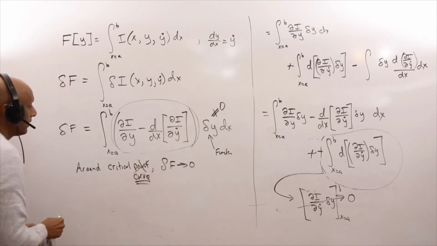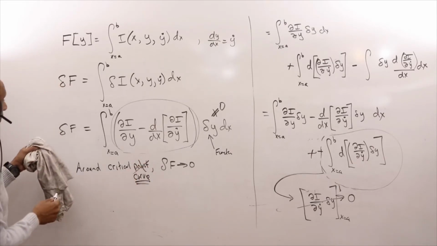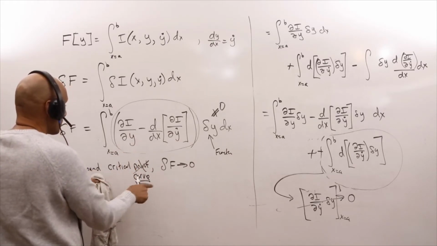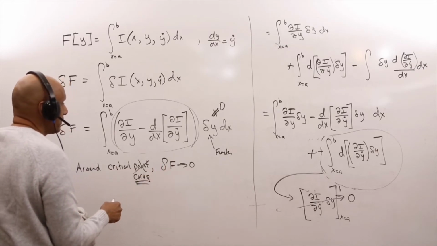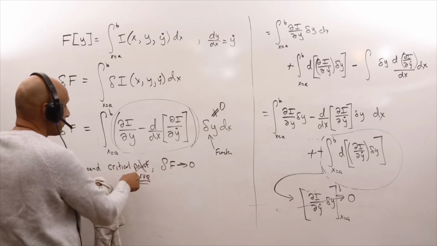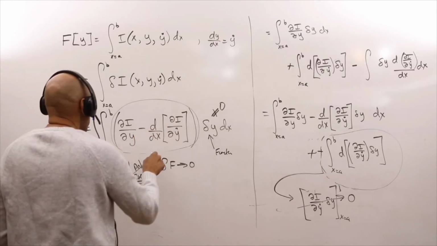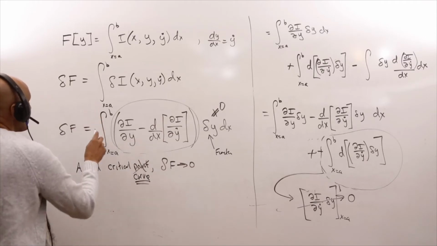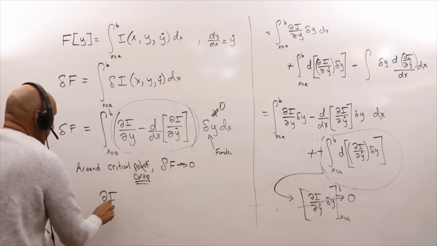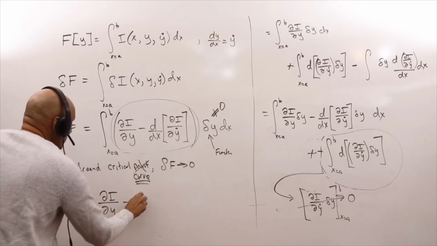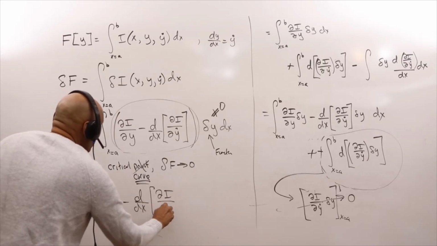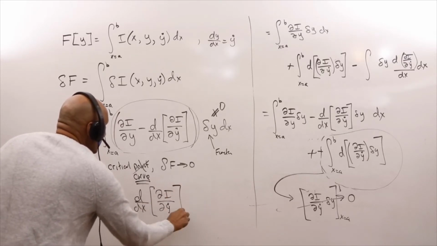So for some critical curve, a set of curves that are close to a critical curve, the variation of f is equal to 0. Critical points, you'd see this in first year calculus, but now this is critical curves. So this has to be 0. So we get the variational calculus theorem, which basically says that the partial of I with respect to y minus the derivative with respect to x of the partial of I with respect to y dot is equal to 0.